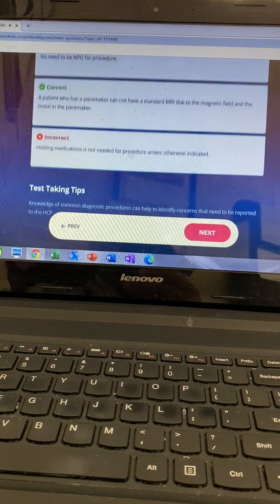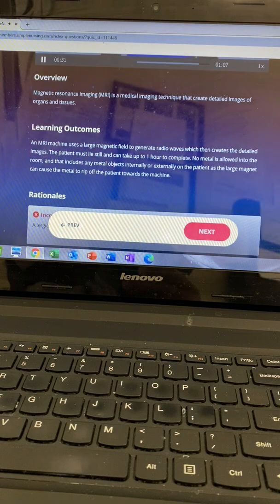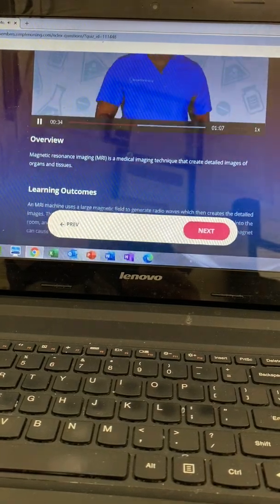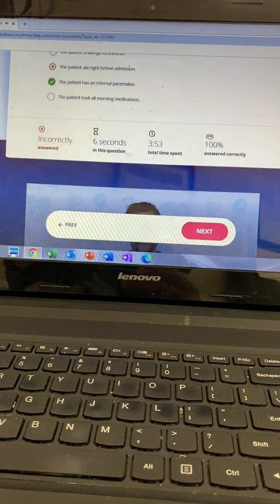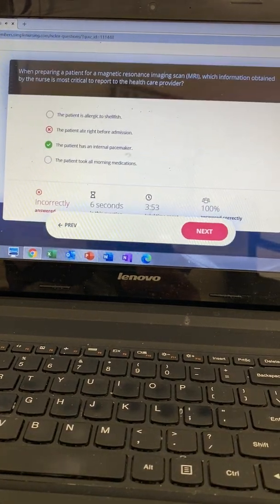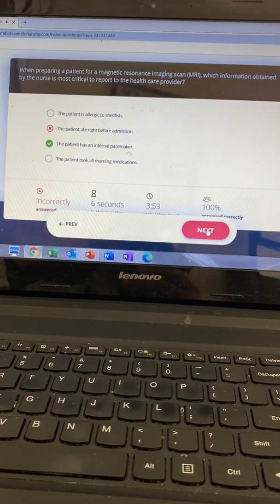So option 1 is incorrect. An allergy to shellfish. Guys, this does not include iodine. So MRIs, the question didn't even say anything about iodine. We're looking for metal here. So option number 2, it's okay to eat before admission. So guys, option 2 is incorrect.